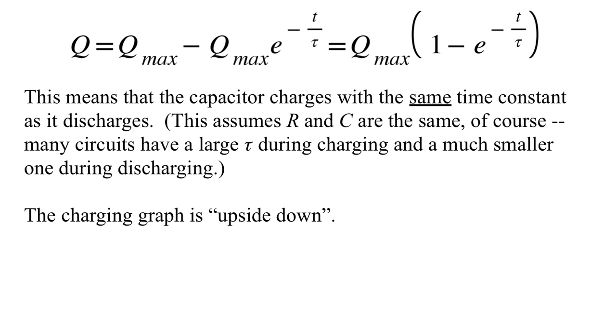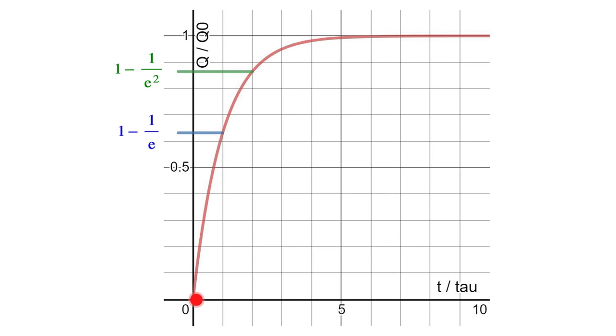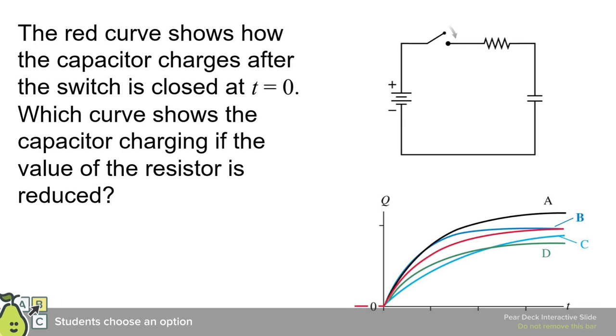In this case, the charging graph is upside down, quote unquote, compared to what we had before. We see that we start with no charge and we grow, but it exponentially levels out and asymptotes over to Q max. And we can see after one time constant, we have 1 minus 1 over e. And after two time constants, we have 1 minus 1 over e squared. And very rapidly, we get to basically 1. So consider this. The red curve shows how the capacitor charges after the switch is closed at t equals 0. So that's this one. Which curve shows the capacitor charging if the value of the resistor were decreased?